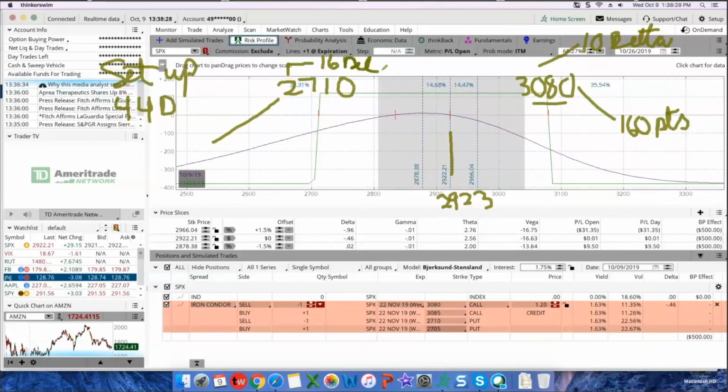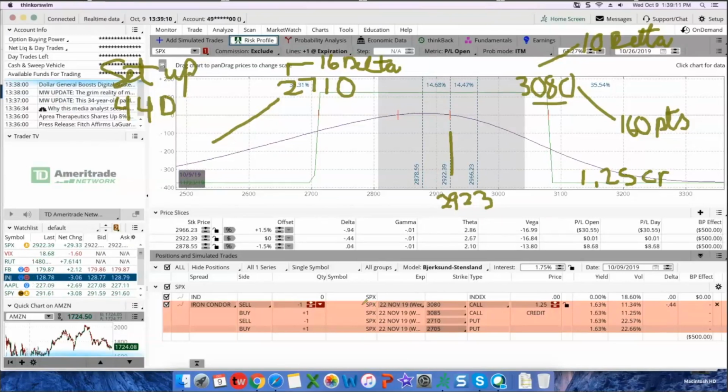What does it mean in English, Spanish, or Greek to sell a 16 delta? It means there's only a 16% probability in the next 44 days of this trade that we're going to close under 2710. And on the upside, there's only a 10% probability we're going to finish over 3080 at expiration of 44 days. Right? And we're getting a credit, about $1.25 credit to do the call credit spread and put credit spread.